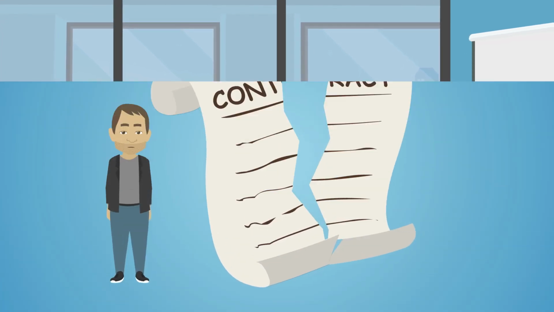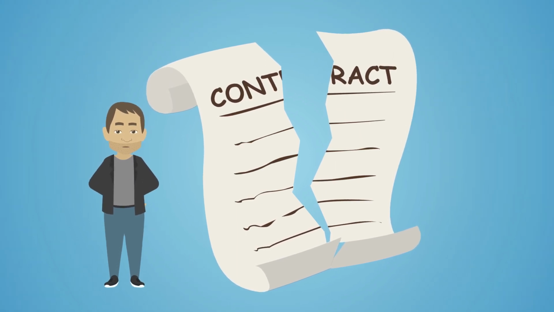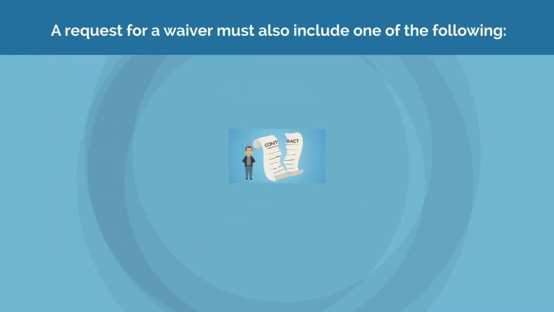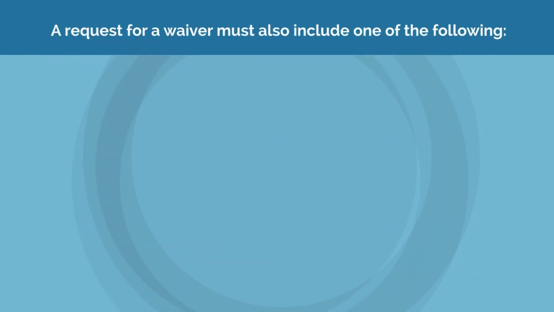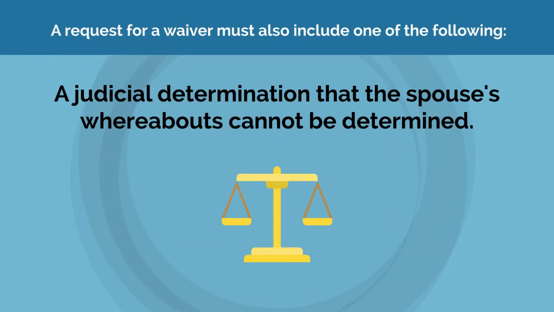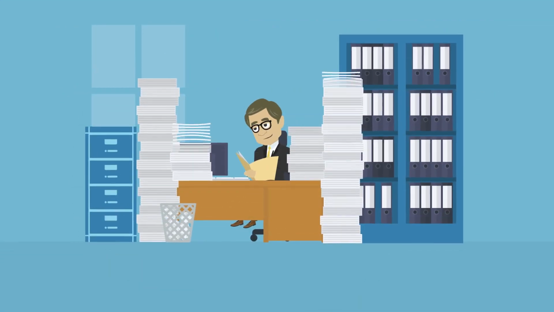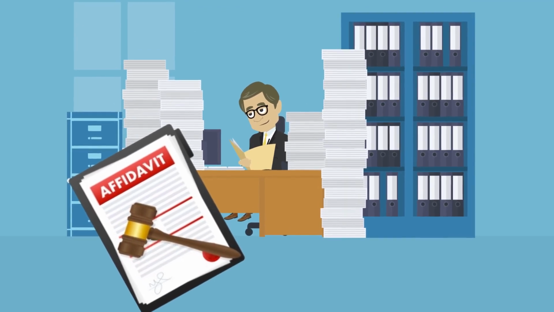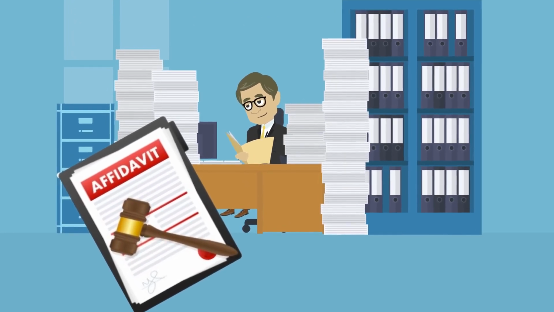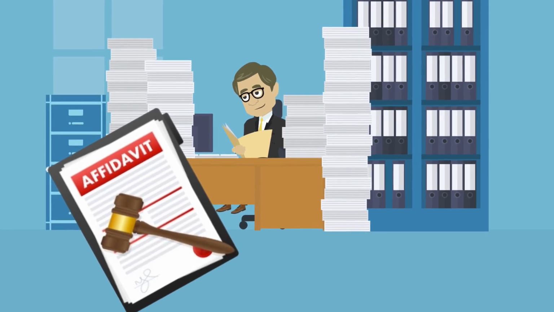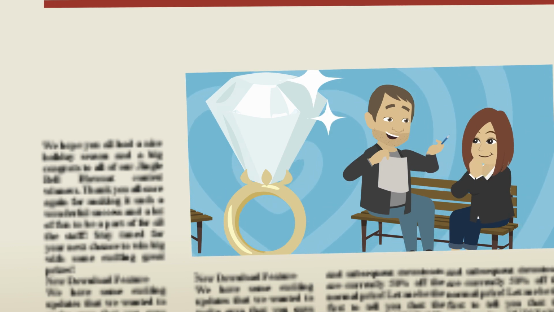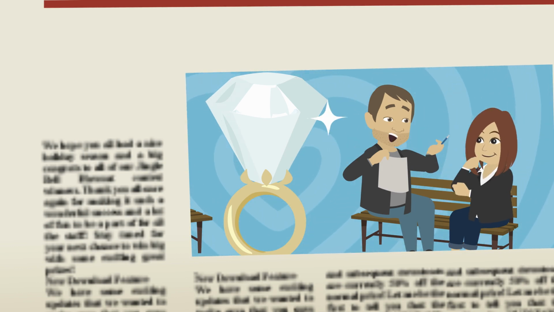The spousal consent requirement may be waived if it's shown that the spouse's whereabouts cannot be determined. A request for a waiver must also include one of the following: a judicial determination that the spouse's whereabouts cannot be determined, affidavits by the employee and two other persons, at least one of whom is not related to the employee, attesting to the efforts made to locate the spouse and the inability to do so. The employee should submit other documentary evidence, such as newspaper stories about the spouse's disappearance.